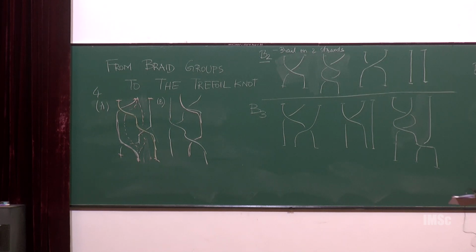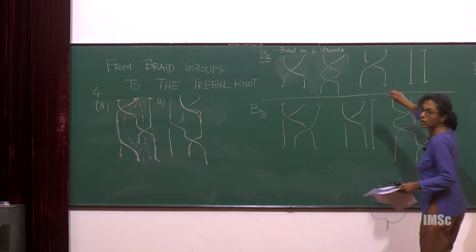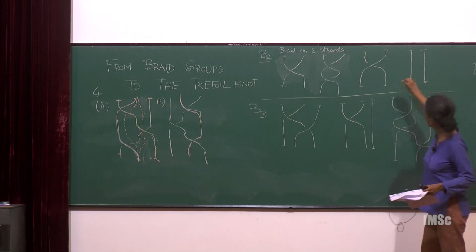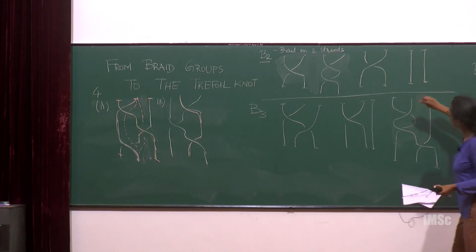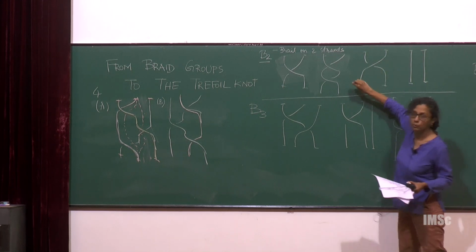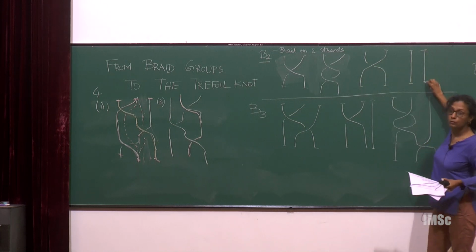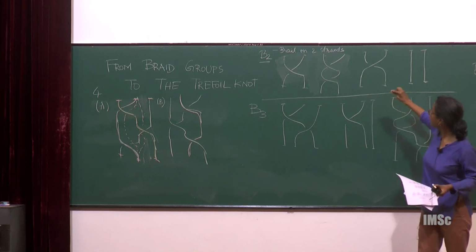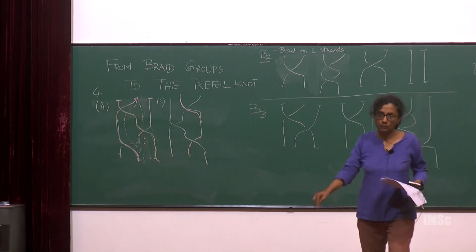In B2, here, these two are not the same. Because here, we can say at the level of the permutation, 1 goes to 2 and 2 goes to 1. Here 1 goes to 1 and 2 goes to 2. So just from that, we can deduce that these two are not the same.